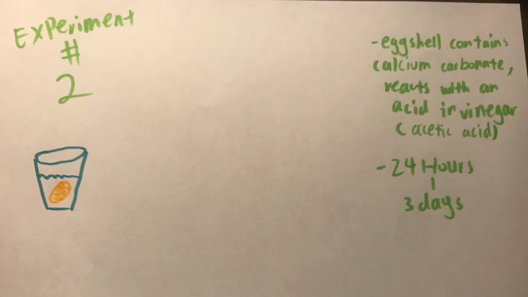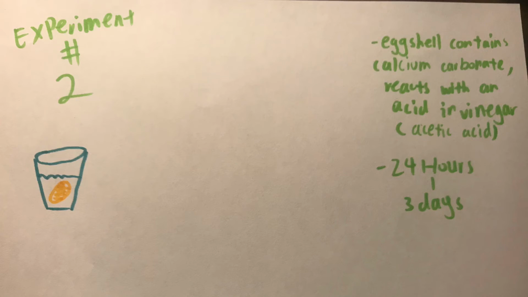So, what did we learn in this project? The eggshell contains calcium carbonate, which reacts with an acid in vinegar called acetic acid, like we previously mentioned. The acetic acid breaks off the calcium and carbonate, dissolving the shell. While the calcium floats away, the carbonate reacts with acetic acid to create carbon dioxide. This is why we see bubbles on and around the egg.